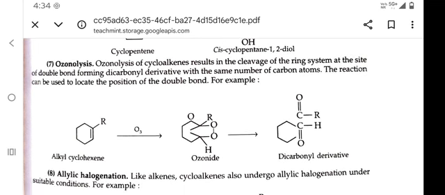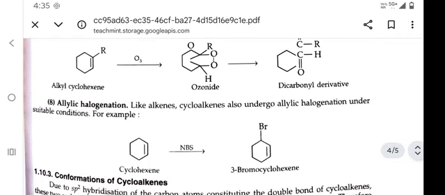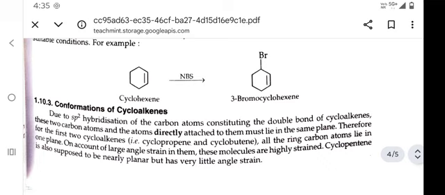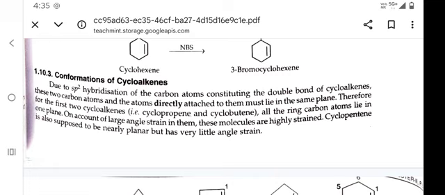Ozonolysis. Ozonolysis of cycloalkenes results in the cleavage of the ring system at the site of the double bond, forming a dicarbonyl derivative with the same number of carbon atoms. The reaction can be used to locate the position of the double bond. For example, alkyl cyclohexene reacts with O3 to give ozonide and dicarbonyl derivatives. Allylic halogenation. Like alkenes, cycloalkenes also undergo allylic halogenation under suitable conditions. Cyclohexene reacts with NBS to give 3-bromocyclohexene.